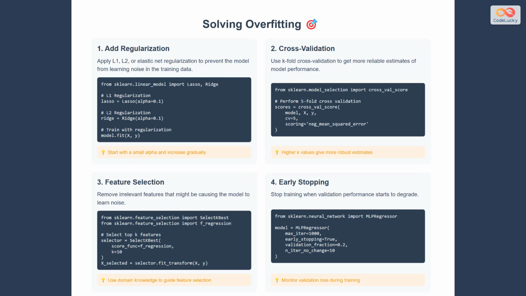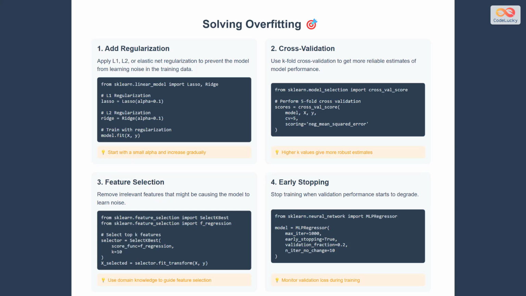The third solution is feature selection. Remove irrelevant features that might be causing the model to learn noise. Below is the code snippet. from sklearn.feature_selection import SelectKBest. from sklearn.feature_selection import f_regression. Select top k features. selector equals SelectKBest with score_func equal to f_regression, and k equal to 10. X_selected equals selector.fit_transform(X, y). Use domain knowledge to guide feature selection.